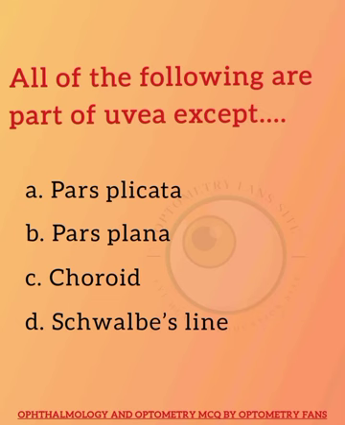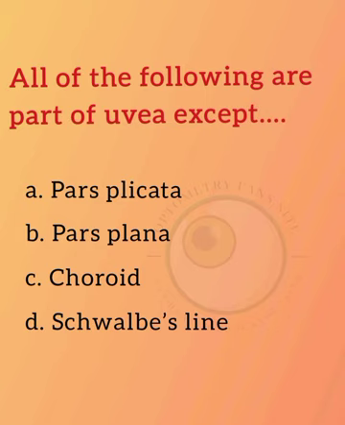All of the following are part of the uvea except option A, pars plicata. Option B, pars plana. Option C, choroid. And option D, Salzmann's line. The correct answer is option D, Salzmann's line.